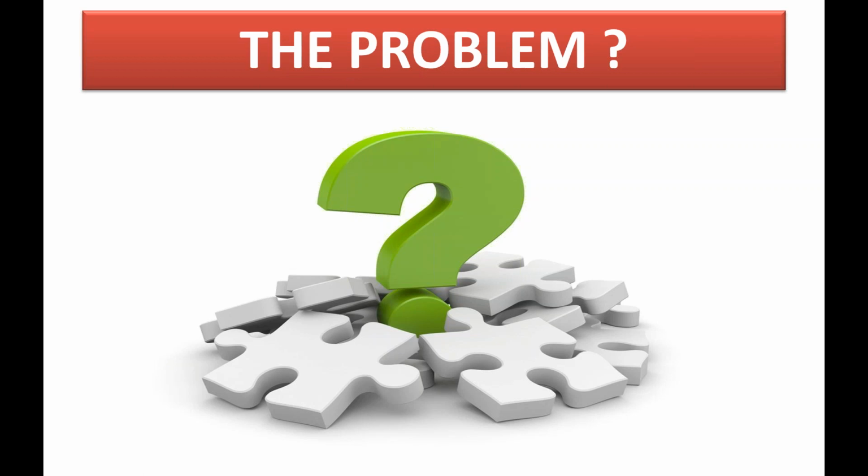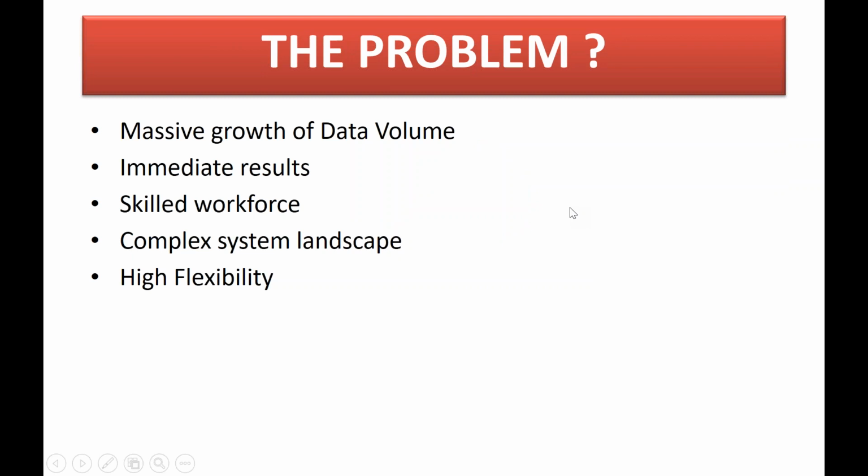If you want to understand that, we first need to find out what the problem is in existing systems. So what is the problem? In all the existing systems before HANA, there was massive growth of data on a day-to-day basis, and they were expecting immediate results, and they didn't have enough skilled workforce to complete these activities. And whatever existing systems they have, it's a very complicated landscape. I'm going to talk about what a landscape is as well. And high flexibility. So these are the major problems in existing systems, which is the main reason to end up with a new database system called HANA.